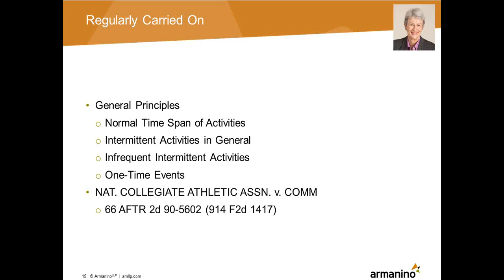Intermittent activities in general. So, the t-shirts out of the closet, or, once in a while you have a carnival at the school, that kind of thing. Those are going to be intermittent activities. Again, not trade or business.